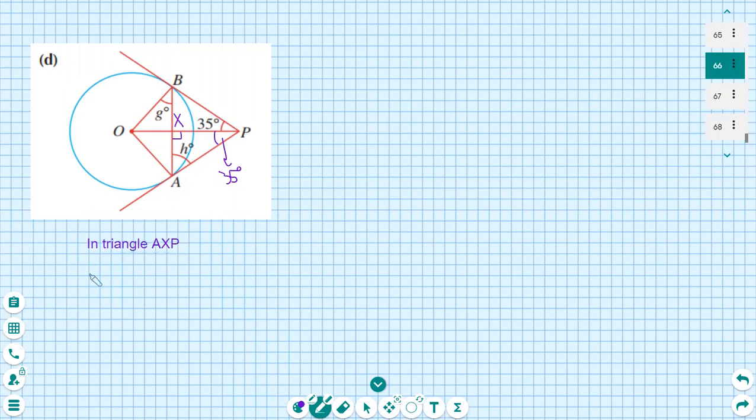So the first angle is H, second one is 90, third one is 35. Sum equal to 180 degrees. So H plus 90 plus 35, that is 125. So H will be equal to 180 degrees minus 125. So finally we get H equals 55.